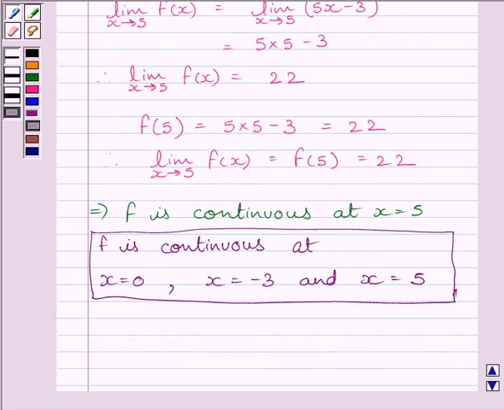So, given function f is continuous at x equal to 0, x equal to minus 3 and x equal to 5. Hence, proved.